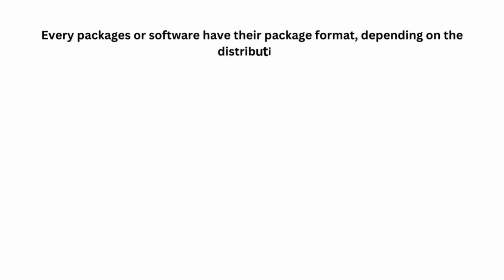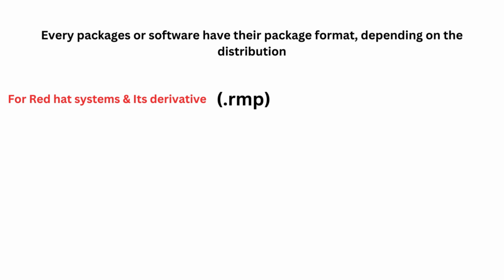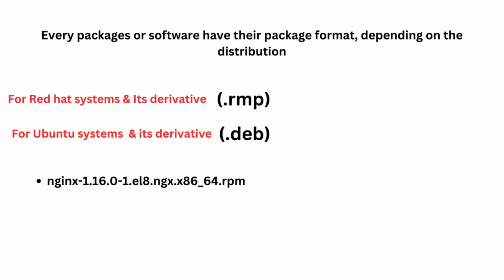Every package or software has its package format, depending on the distribution you want to install the software on. For Red Hat systems and their derivatives, programs are packaged up in the .rpm format, and for Ubuntu systems and their derivatives, programs are packaged up in the .deb format. So whenever you see software packaged with the .rpm extension, it simply means that this software is meant to be installed on a Red Hat system.